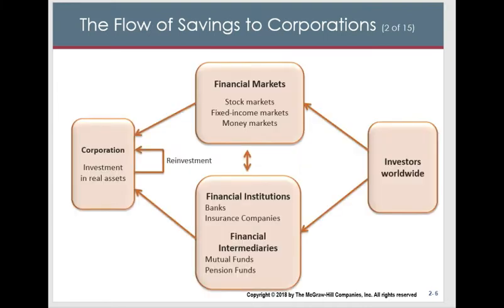Okay, now let's look at a large public company, most likely listed on the stock exchange. Of course, they would receive money from investors worldwide, same as the small closely held companies. But there are two different areas that they can also attain money through: financial markets, that's the stock market, and of course the fixed income markets, like bonds and your money markets. You have financial institutions. Of course, there are banks and insurance companies.